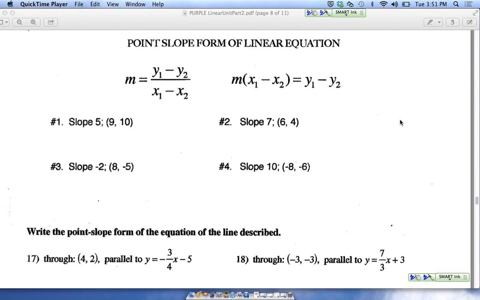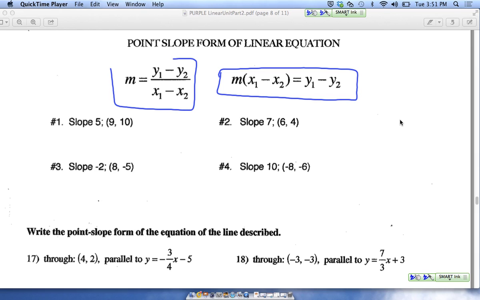Last form of a linear equation that we will study. It's called the point-slope form. And here is the equation, point-slope form. And you can see it's derived from the slope formula. So if you compare the two, you can see how similar it is.